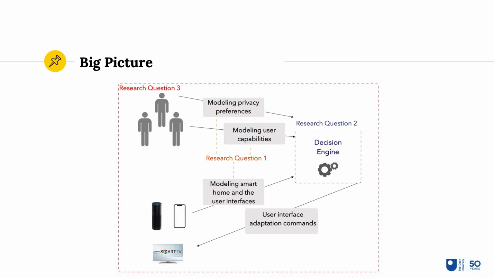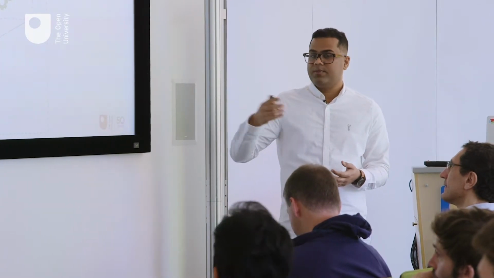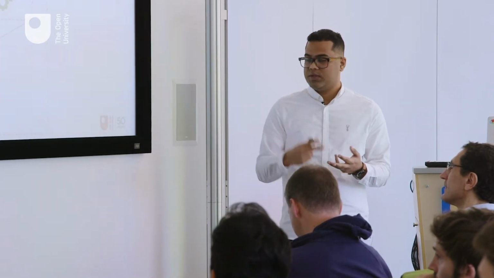There are smart home users, and they have their specific set of privacy preferences. They have different capabilities. And this information needs to be captured in a way that the decision engine would understand to invoke the adaptations. And also there are user interfaces, and those need to be captured in a language which the decision engine understands. So this is my first research question: I look at ways to model these preferences, capabilities, and the user interfaces.